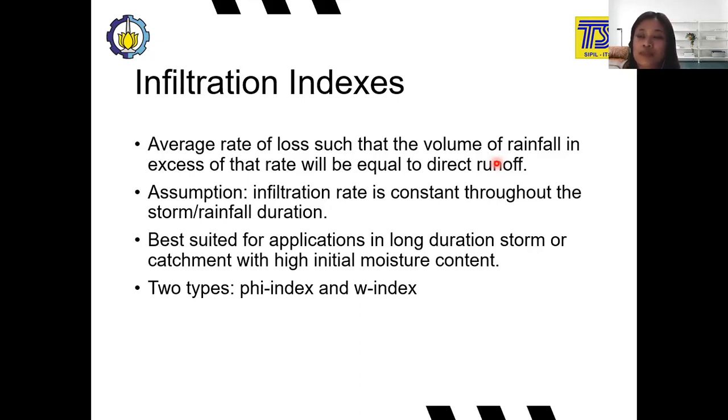The assumption of this infiltration index is that it is constant throughout the storm or the rainfall duration.